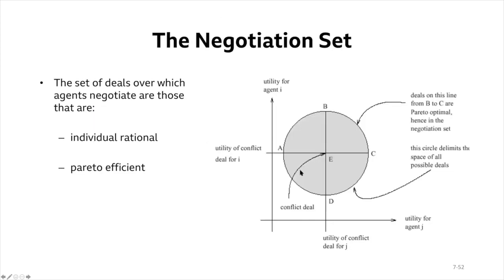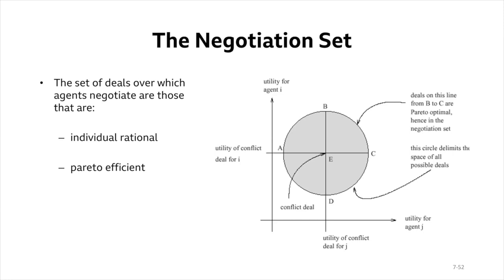Okay. So now a bit more terminology. We identified the space of conceivable deals that the agents might come up with in this task allocation scenario. That space of possible deals is just all the ways that these sets of tasks can be reallocated amongst the two agents. But now we're going to constrain that set, and we're going to say that the negotiation set is the set of deals over which agents negotiate that are both individual rational and Pareto efficient. Remember, Pareto efficient meaning that no utility is wasted.